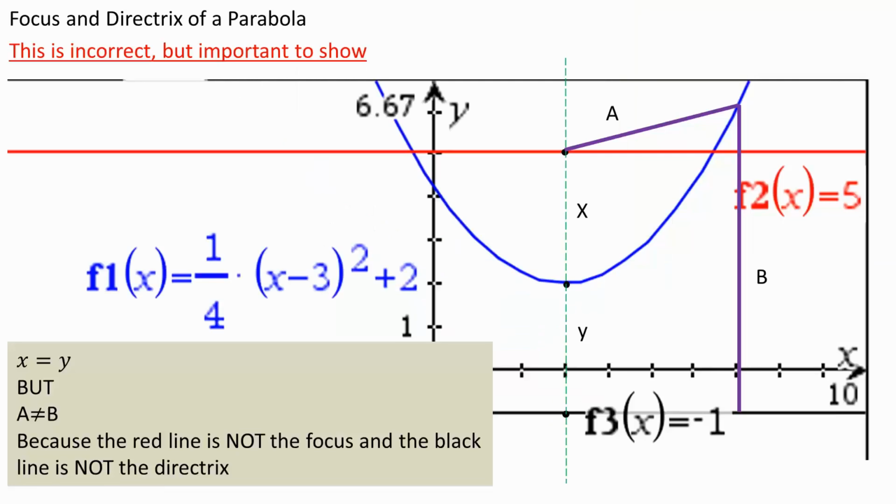Now here I'm just trying to emphasize again that you can't just say any point is your focus, even if this and this are the same length. Because if I do that from here to here, let's say it's A, and from here to here is B, obviously B is bigger than A. This is because the red line is not the true focus and the black line is not the directrix, despite x and y being equal.